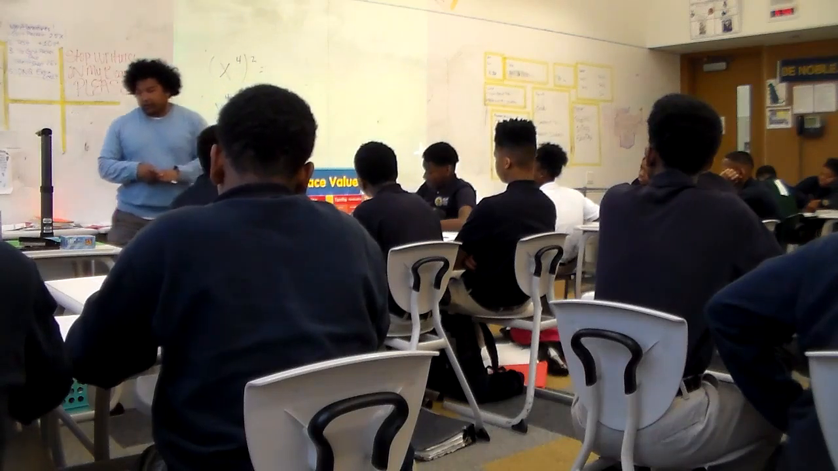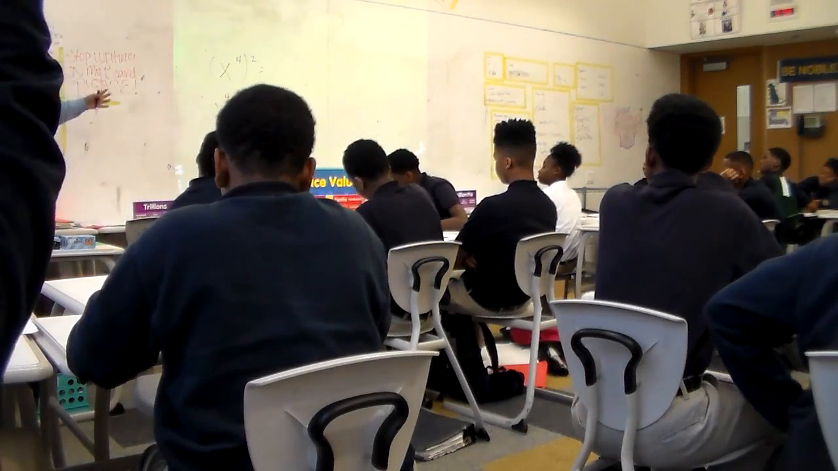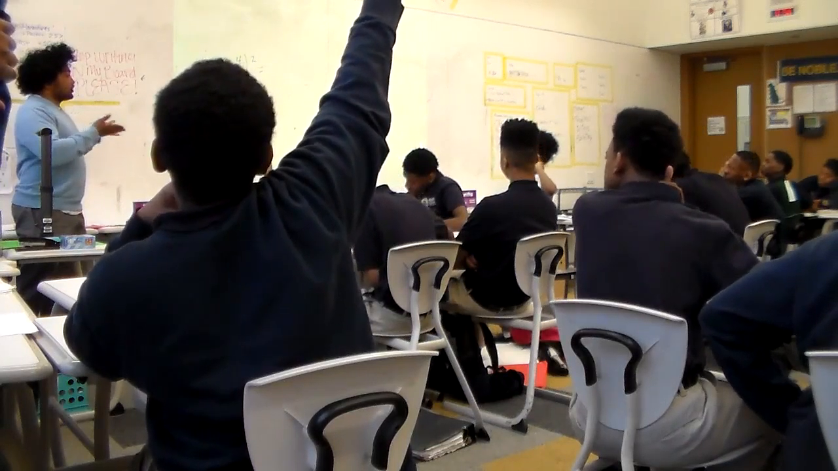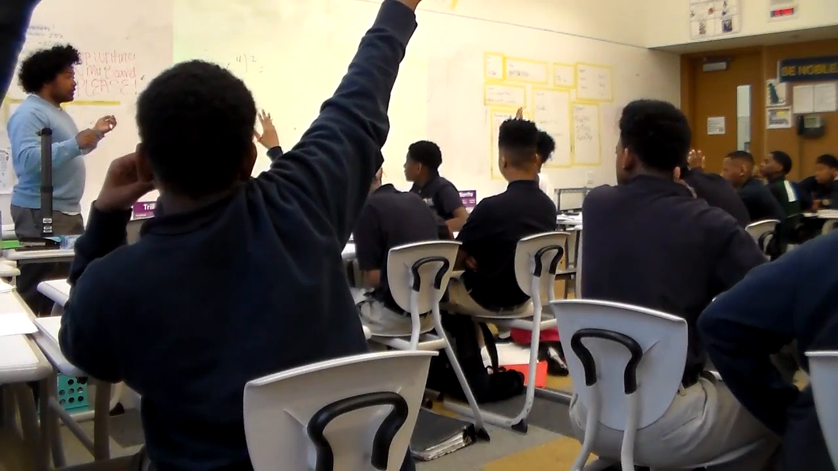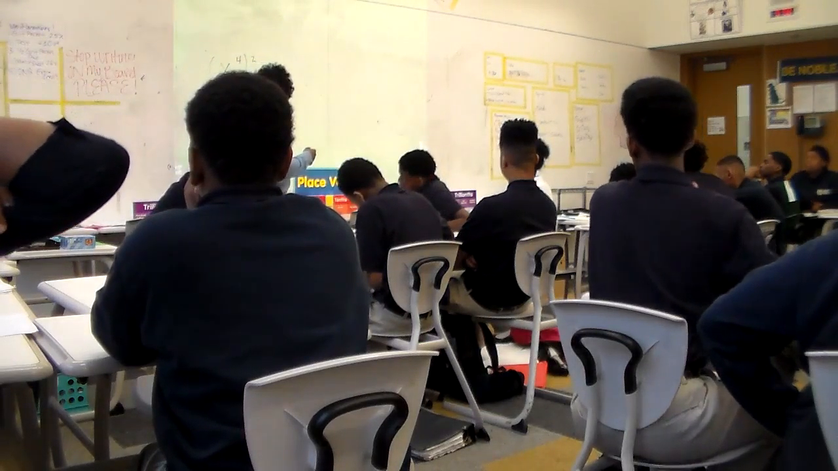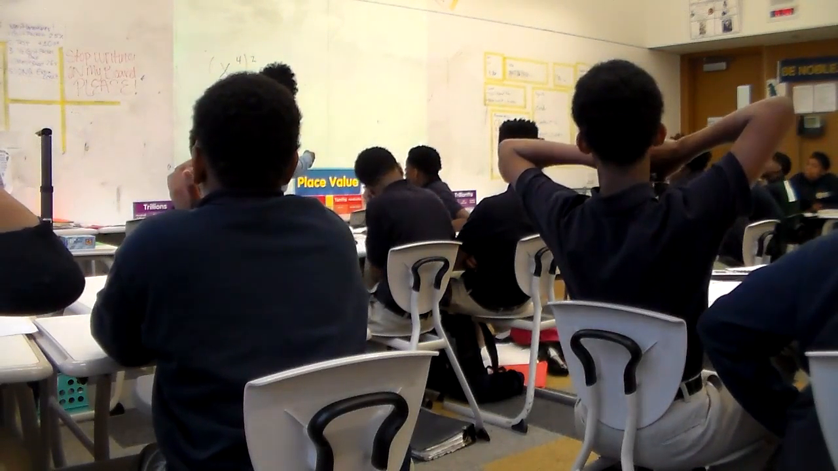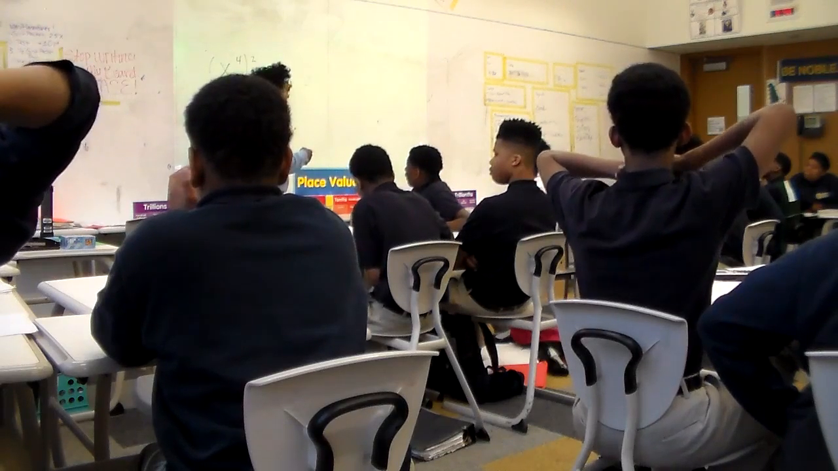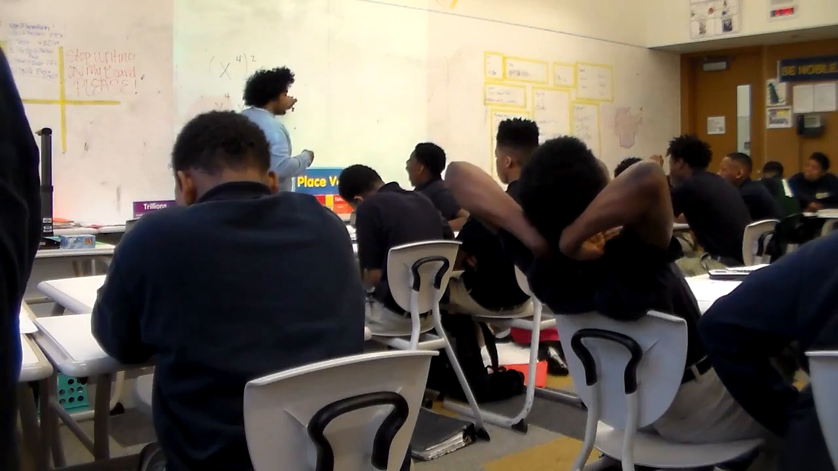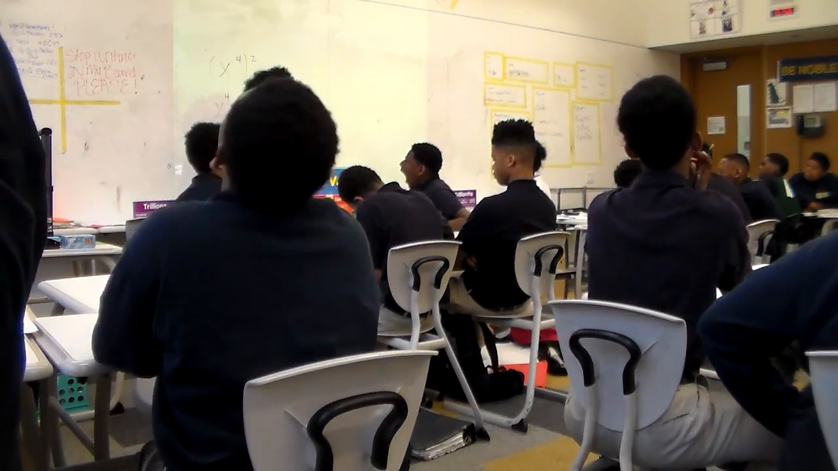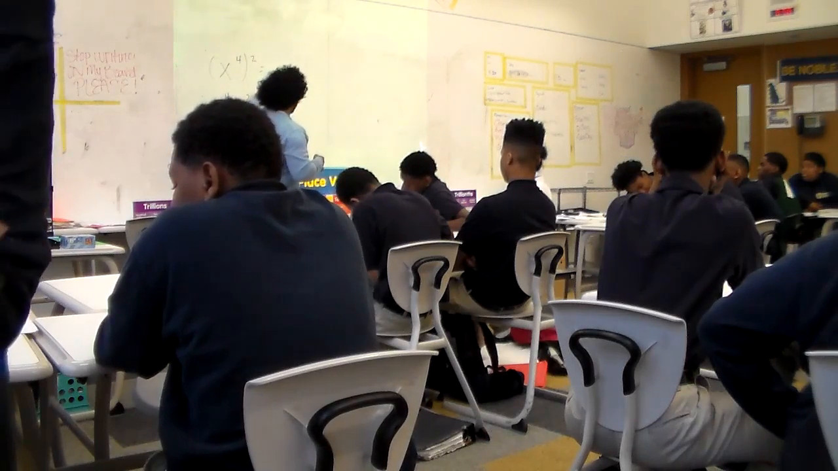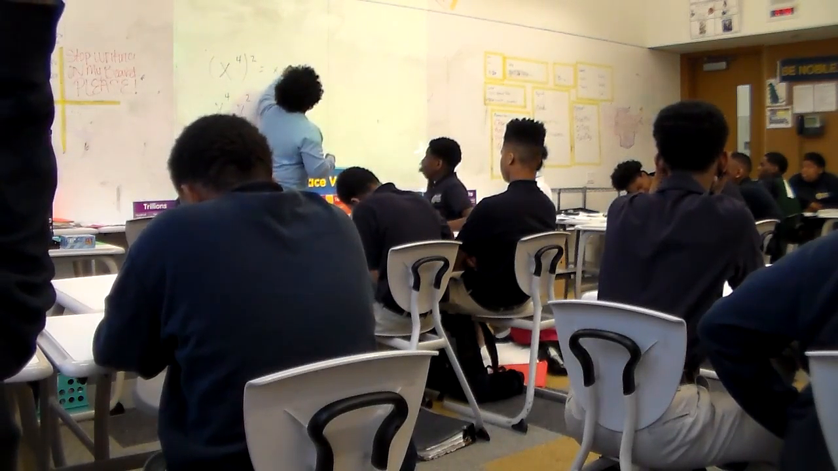Who can give me the simplified version of either of these, the top or the bottom? Because this is where all your misconceptions are going to come between these rules. Terrence, give me one. X to the 8th. Good. There are 4 X's, so you can do that.